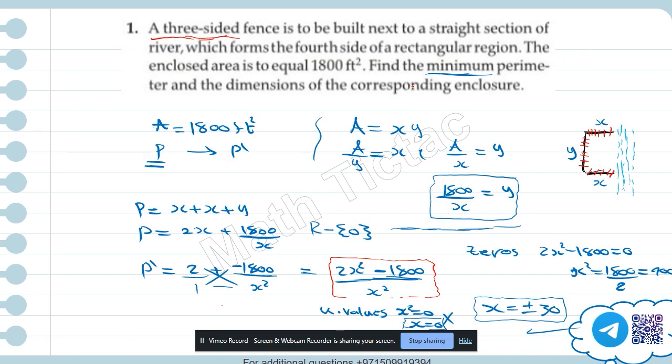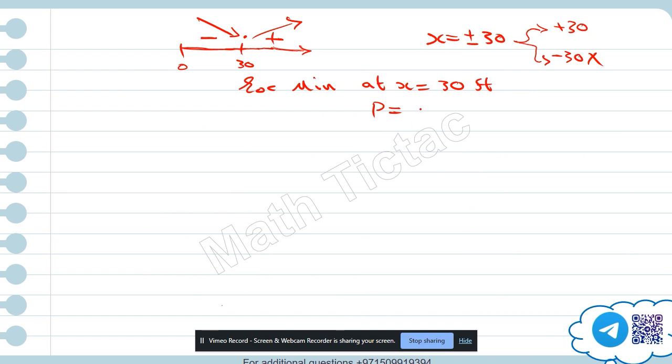In here we can find the perimeter by substituting the 30, which is 2 multiplied by 30, plus 1800 divided by 30. Then I can use the calculator for finding that. So this is 60 plus 1800 divided by 30, which is equal to 120 feet. This is the minimum perimeter I have.